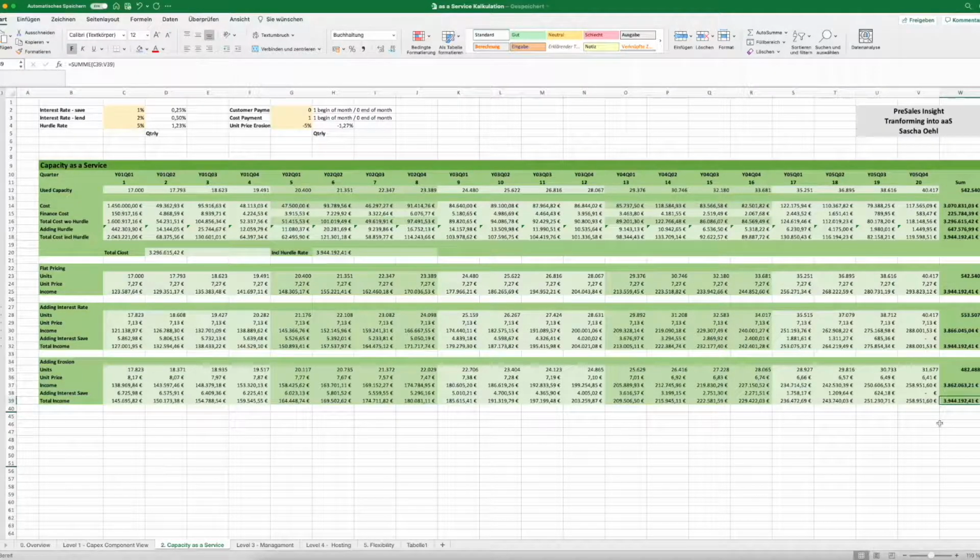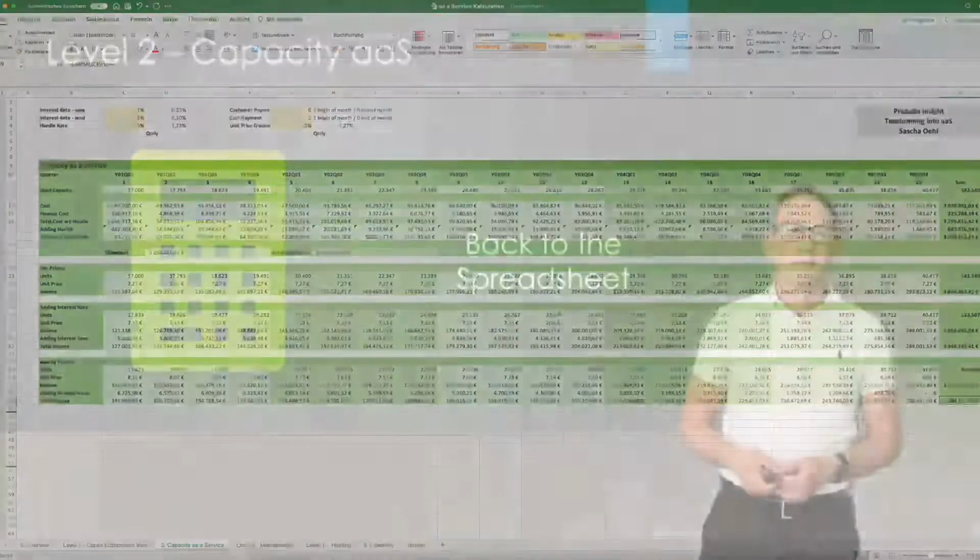This has now moved our prices that we had for the capacity in a CapEx model into a flat pricing with interest rate, and with added price erosion over the quarters. With these simple steps and a bit of magic in the spreadsheet, we have been able to turn a CapEx price into an as a service price for a capacity. This is the beginning of our journey, and in the next sessions we will move up with the rest.